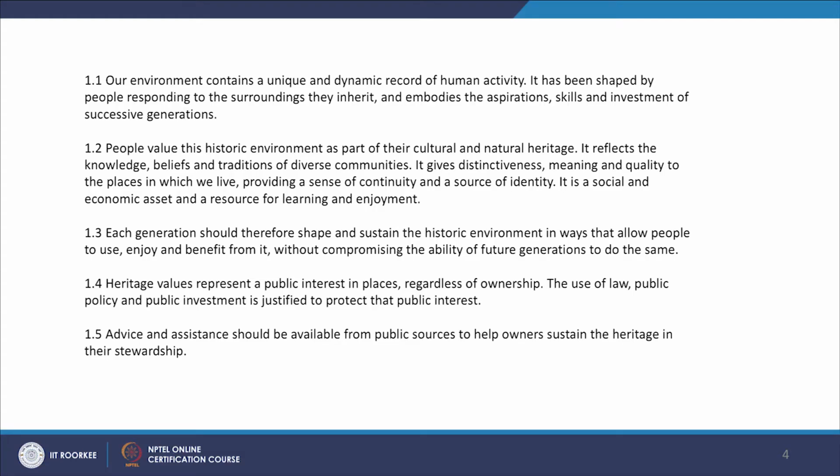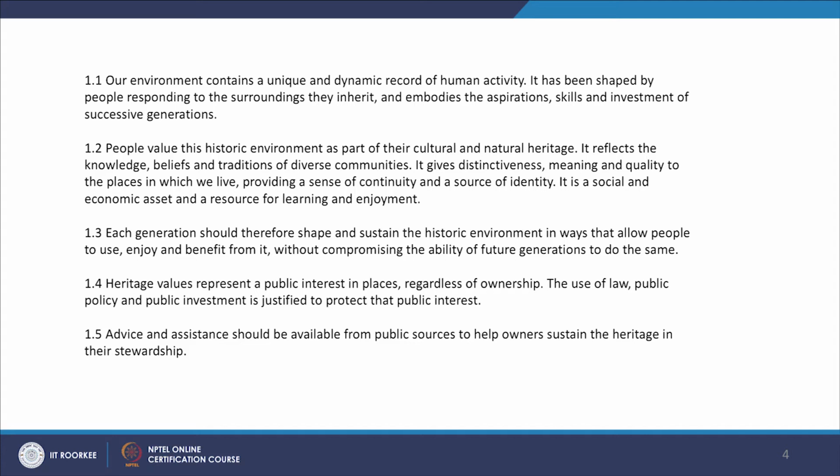It could be a social and economic asset and a resource for learning and enjoyment. Because what we talk about with Govardhan is not just mythological stories; we are learning a lot from this. It is telling us a lot of information. As decades and centuries pass, each generation should therefore shape and sustain the historic environment in ways that allow people to use, enjoy and benefit from it.